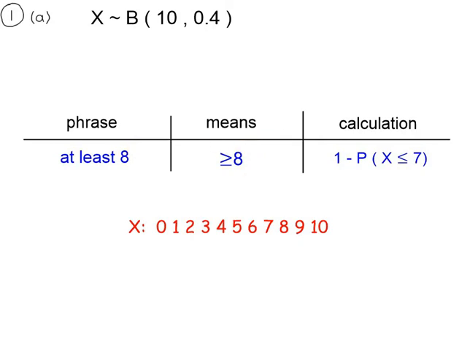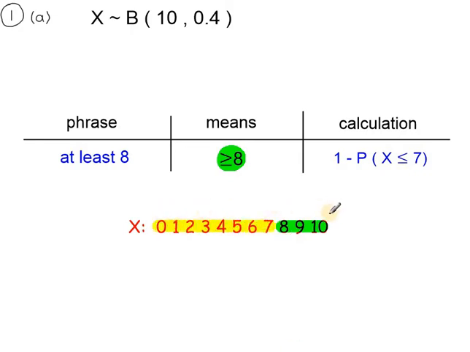So more than or equal to 8 means out of 10 trials, the number of successes could be anywhere between 0 and 10, but we're specifically told we want more than or equal to 8. So 8 or more, this is what we're after. But for more than or equal to 8, you can't use the formula book and the tables directly, because the tables are cumulative. What you can do from the tables is look up less than or equal to 7.